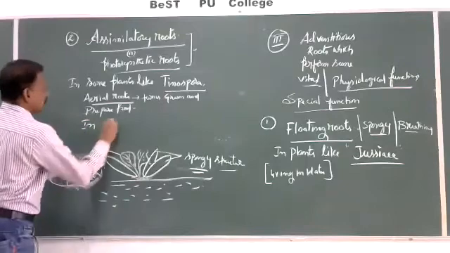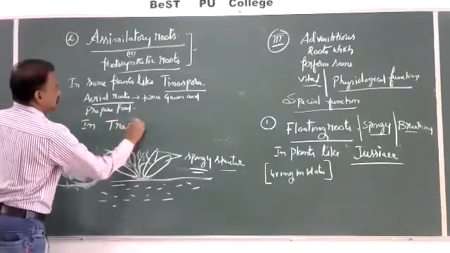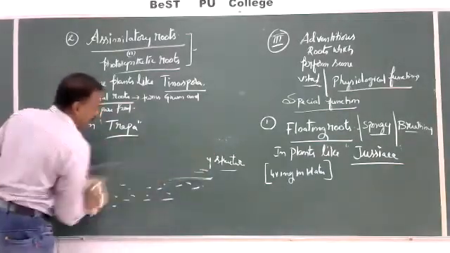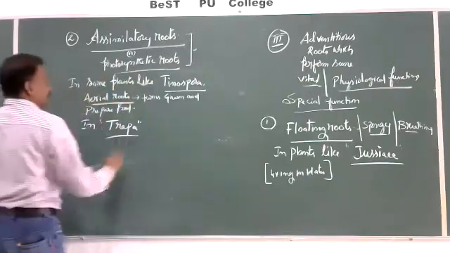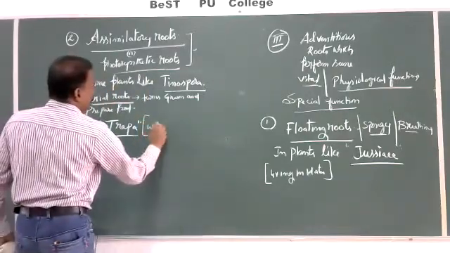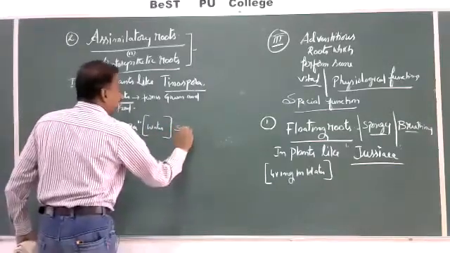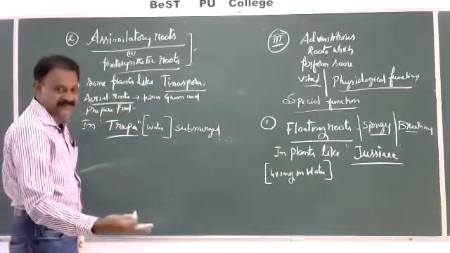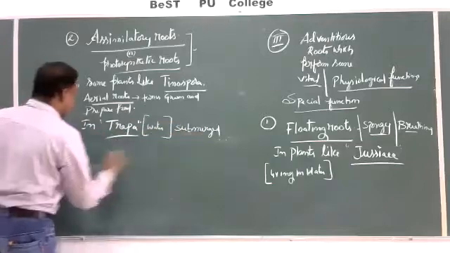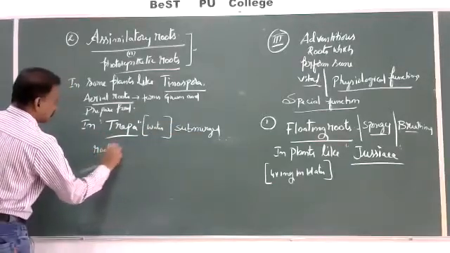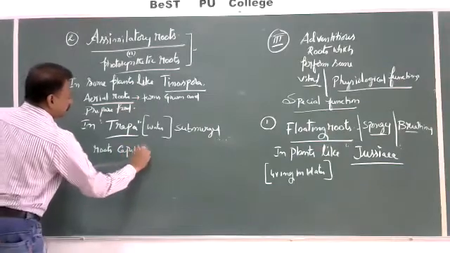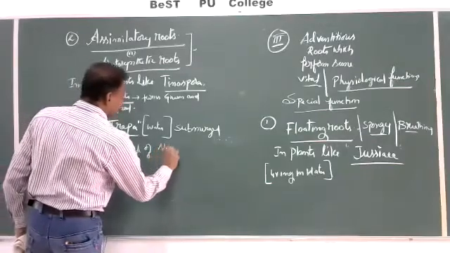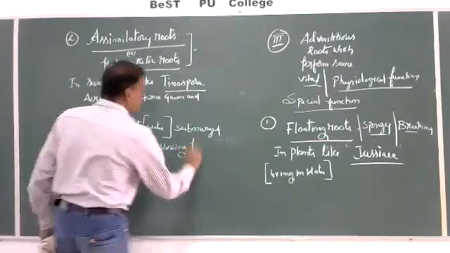In Trapa, a plant which is living in water, a water plant, a hydrophyte, the submerged roots, submerged means which are below the water, inside the water, are capable of performing the function of photosynthesis.